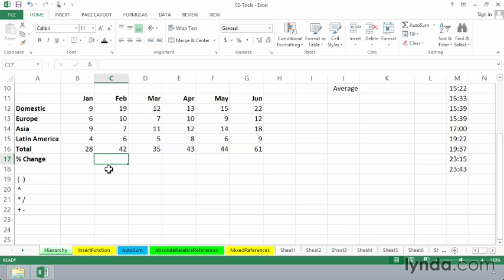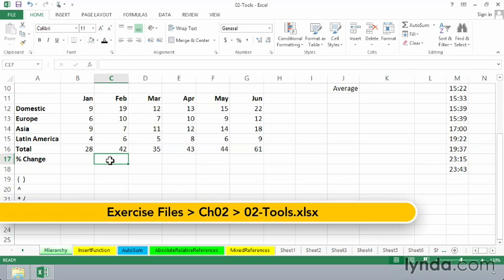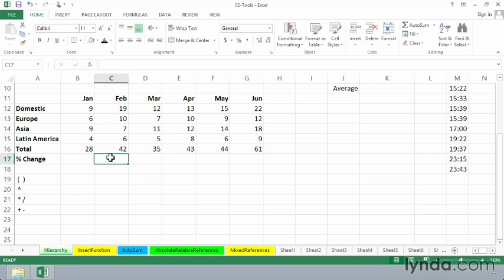Probably the most common reason for a formula not giving you a correct answer is either the misuse or the non-use of parentheses. It does emphasize a concept too in Excel, what's called the hierarchy of operations. In this worksheet called hierarchy, we're about to write a formula in cell C17. It's going to calculate the percent of change.